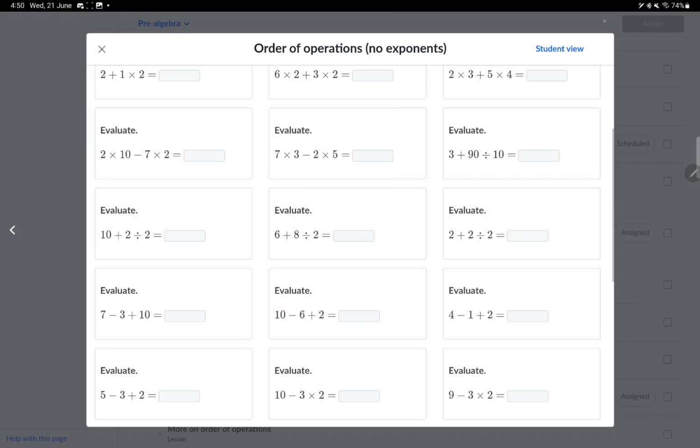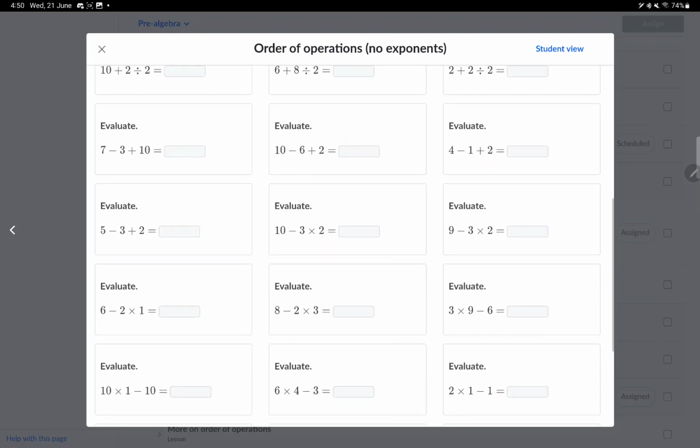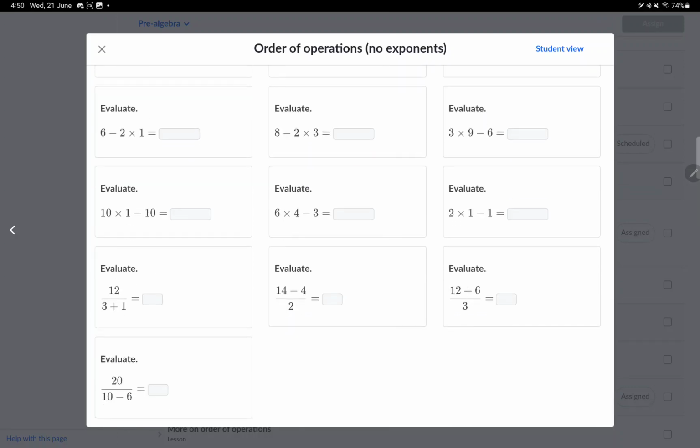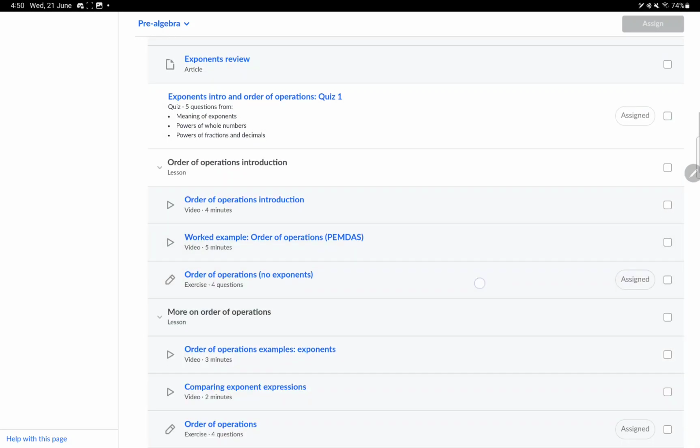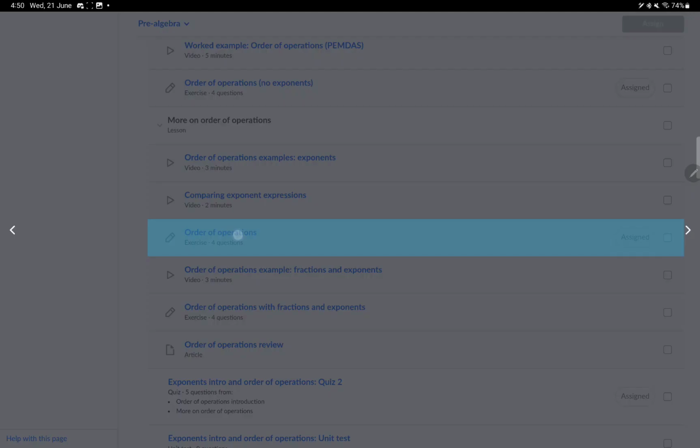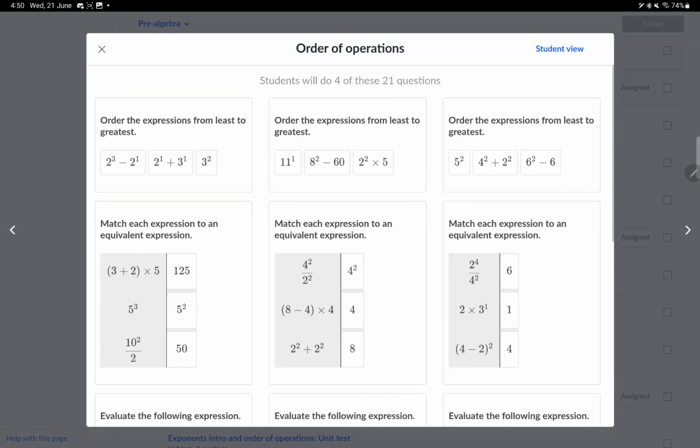So this technique is a little bit more advanced, but these questions are not hard. I'm just teaching you the slightly more advanced technique. That's all. Next would be order of operations.